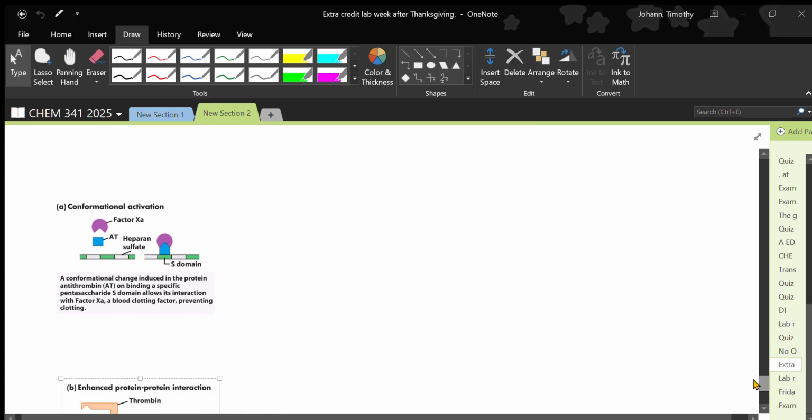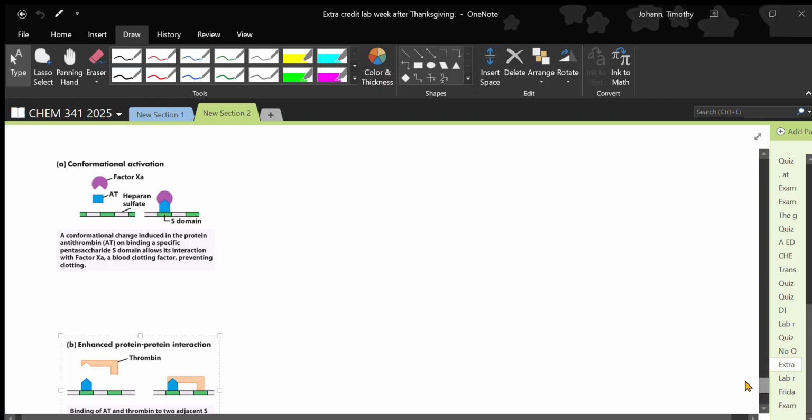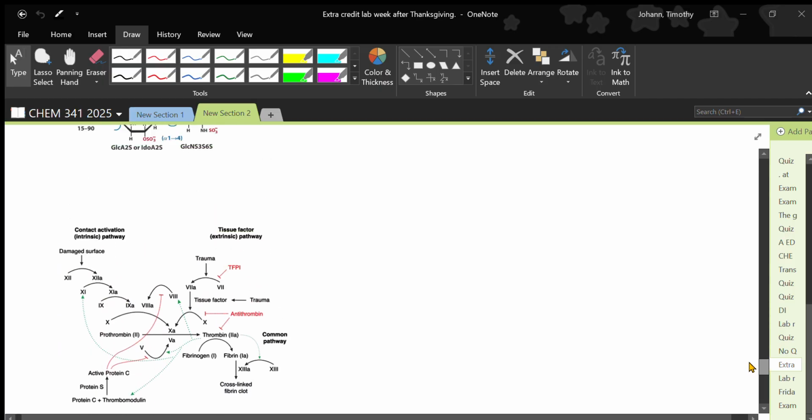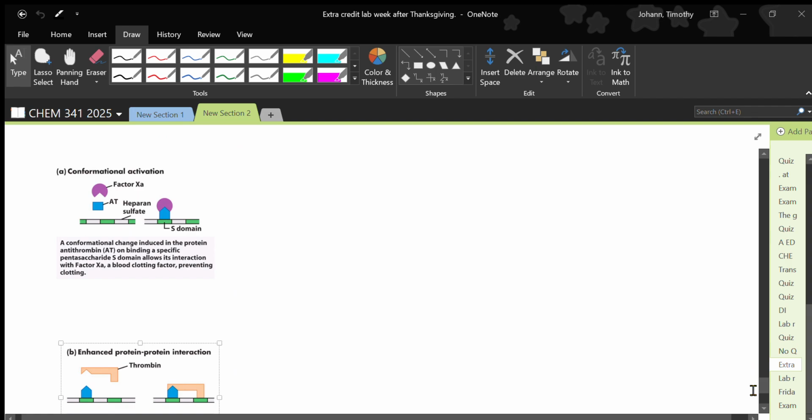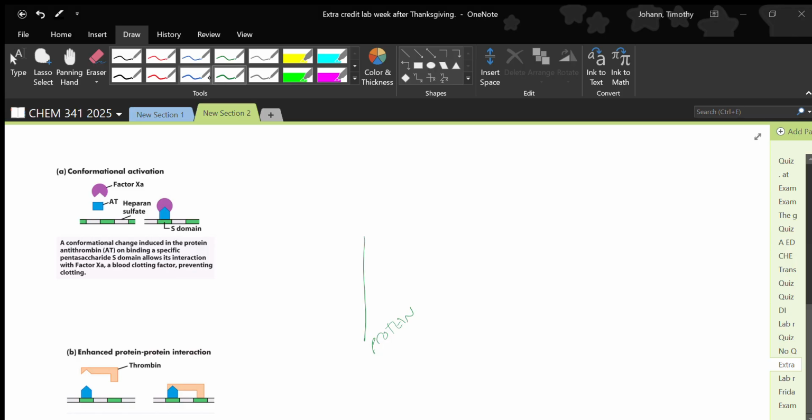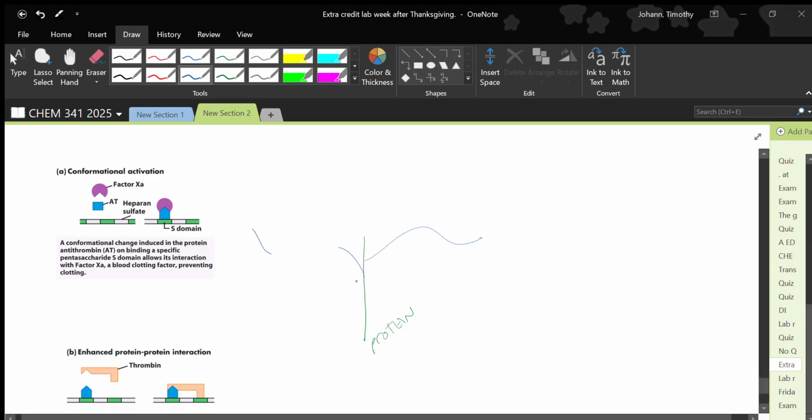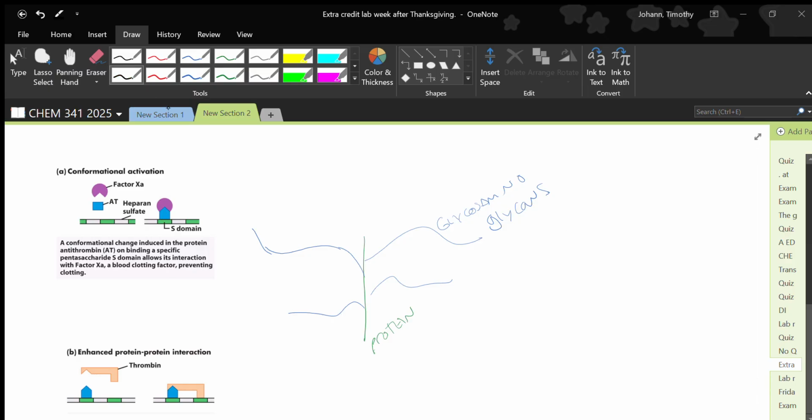Let's go ahead and talk about this. Heparin was an example of this, but essentially what we have is a protein, and then I'm going to have glycosaminoglycans off of it. In this case, it was heparin sulfate. On the outside of the cell, so this is our cell, and then this would be our cell surface.